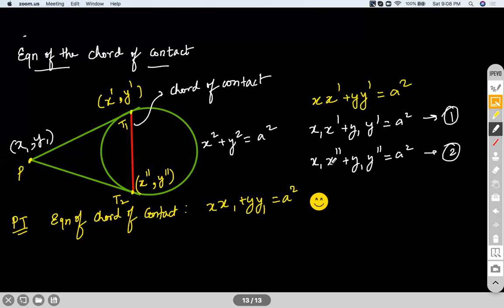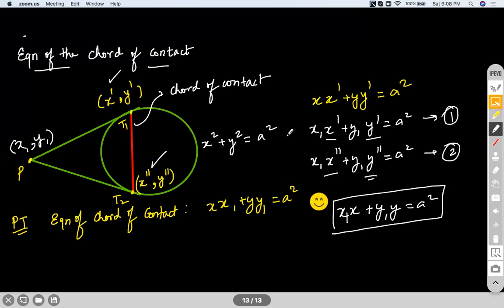Now, if I ask you that there is a line which passes through x dash y dash and x double dash y double dash, what is that line? Looking at 1 and 2, you can say, hey, x dash y dash and x double dash y double dash seem to satisfy this equation x1 x plus y1 y equal to a square, right? So this becomes your answer. This is your chord of contact. That's what we wanted to prove. It's a very funny proof, actually.